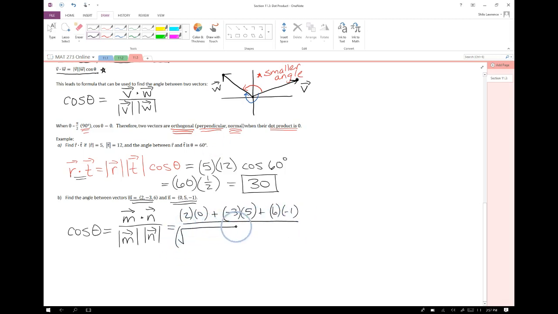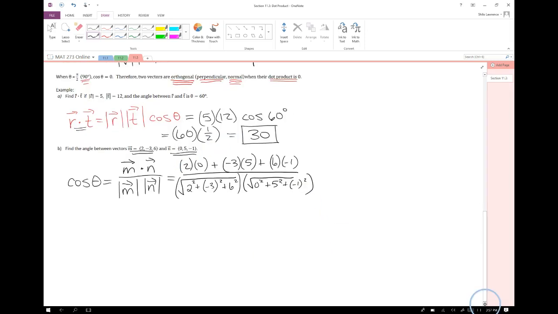So the magnitude of vector m is the square root of 2 squared plus -3 squared plus 6 squared. And the magnitude of vector n is the square root of 0 squared plus 5 squared plus -1 squared. And you don't have to write all of this out in one formula. You can just calculate these little pieces individually, and once you have them individually, throw them back into the formula. That works just as fine as well.